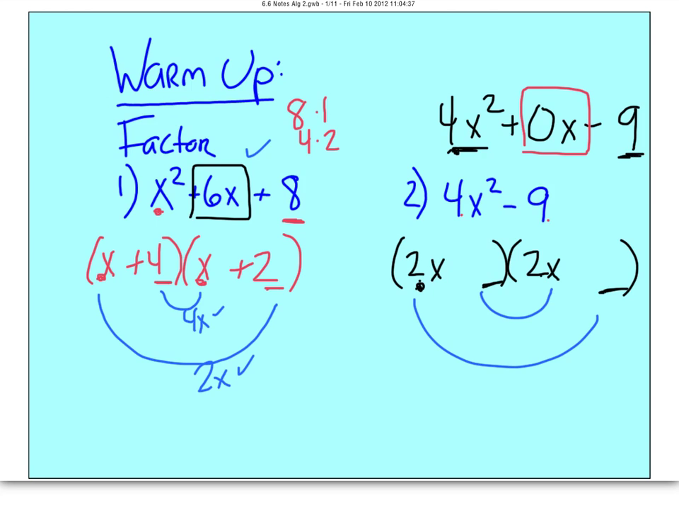Now for the negative 9, two numbers have to multiply to negative 9. It might be negative 9 and 1. Could be negative 3 and 3. If I try negative 3 plus 3 and I check it, negative 3 times 2x, positive 3 times 2x. Those two add to 0, so this is considered to be fully factored.